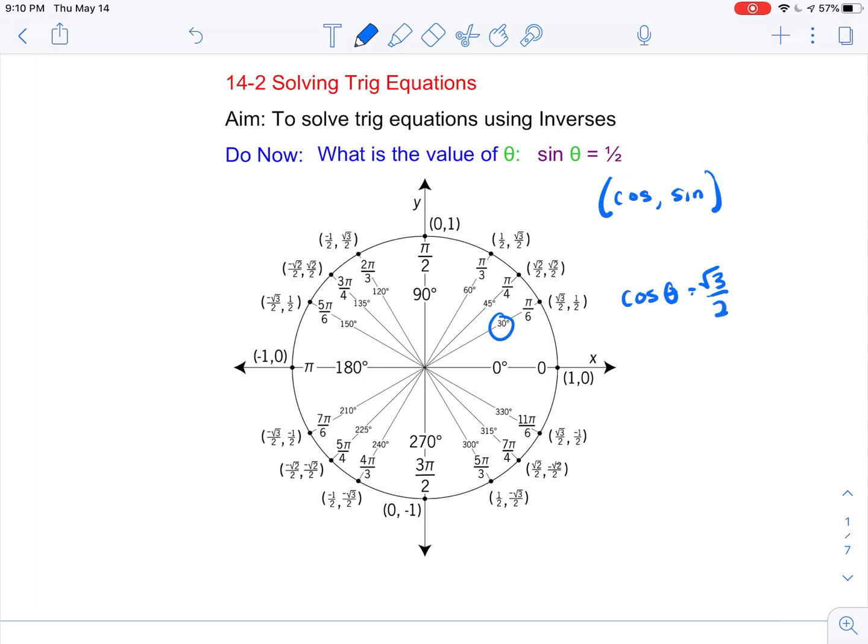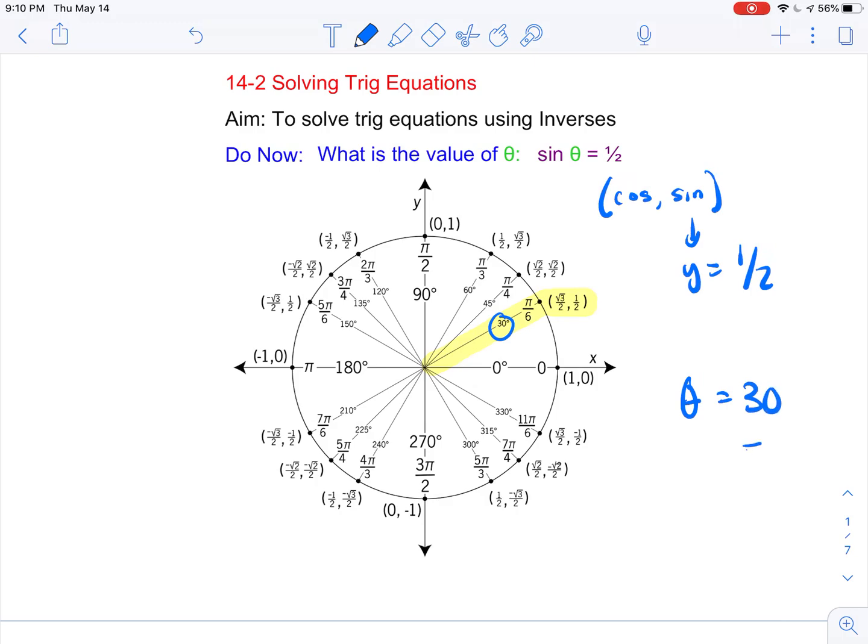So for 30 degrees, or pi over 6 radians, your cosine of this angle is going to be equal to radical 3 over 2, and sine of that angle is equal to 1/2. So if we're looking for all the places on this unit circle for which sine of theta is 1/2, we are looking for all the places where my y value is equal to 1/2. So we take a look.